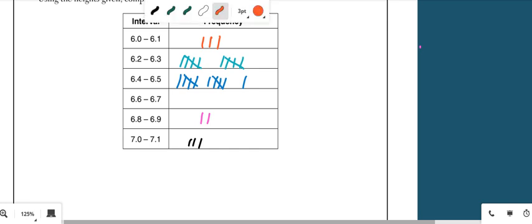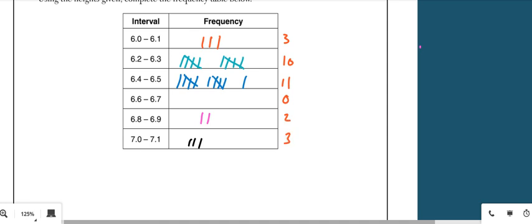The frequency is 3. This is 10. This one is 11. This one is nothing, 0. This one is 2 and 3. Okay, so if you add all of them, what you will get? 10 and 3 is 13, 13 and 11. 13 and 10 is 23, 23 and 1 is 24, 24 and 2. What is 24 and 2? It's 26, and it's 29, right?